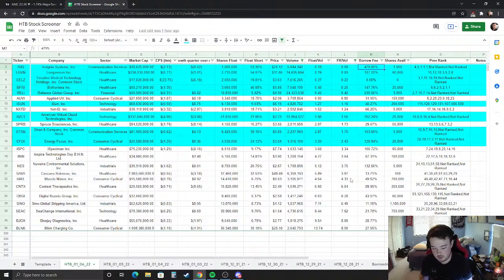It's like a pressure cooker, right? They're stuck in a pressure cooker, and if they turn up the heat on themselves by shorting it more, then it's only going to explode higher. So they're kind of trapped, in my opinion. That's how this works. And if you look at the previous ranks here for the days, iSig ranked 4th, 5th, 1st, and 1st on the rankings here for the short squeeze scanner.